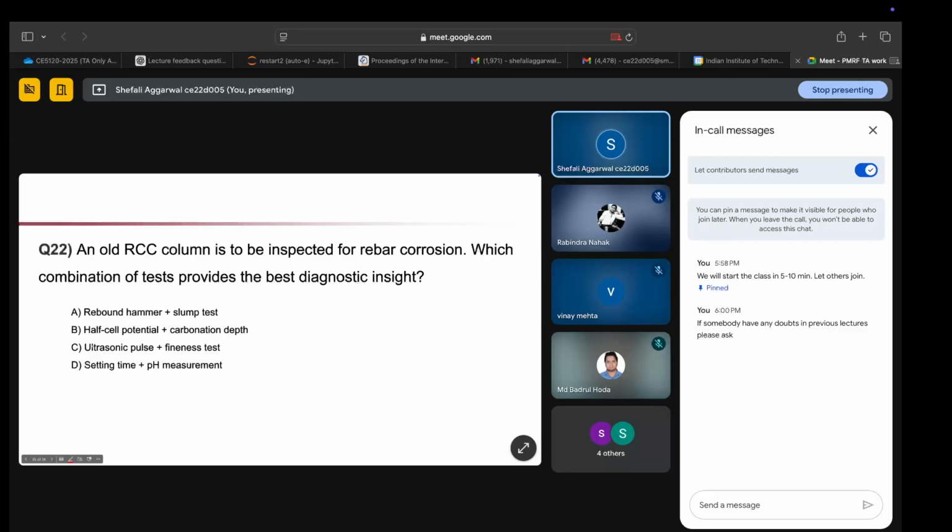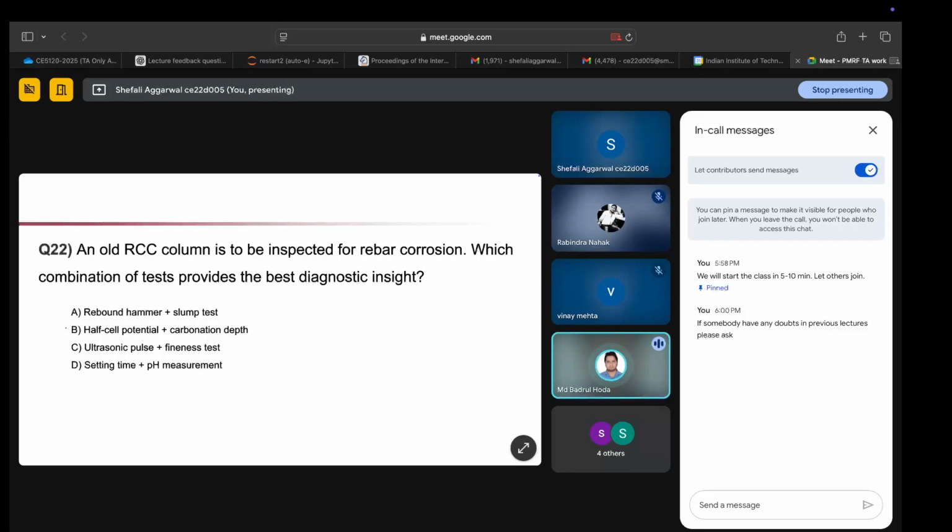So the last question is, an old RCC column is to be inspected for rebar corrosion. Which combination of tests provides the best diagnostic insight? Rebound hammer and slump test, half cell potential and carbonation depth, ultrasonic pulse velocity and fineness test, or setting time and pH measurement? For corrosion related issues, which are the tests we are doing?